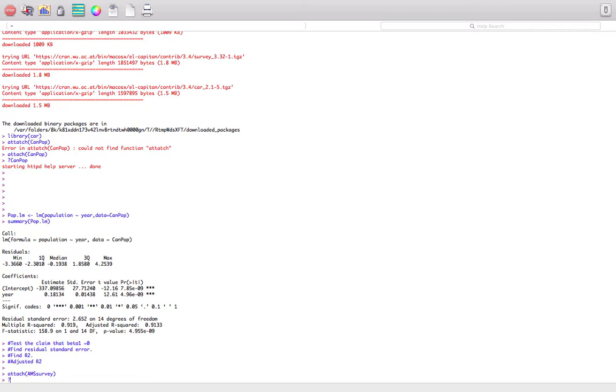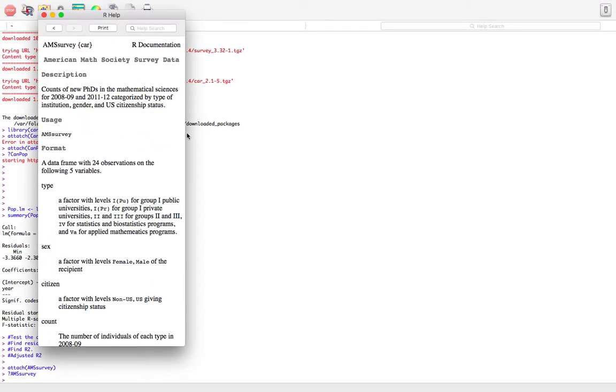So you're thinking, what's in there? Let's look. So it's new PhDs in the mathematical sciences. And we're going to look at type. So it's what kind of universities they went to. So there's public and private, and groups 2 and 3, 4 for statistics and biostatistics, and VA for applied math. Sex, so it's gender, citizenship. So these are all factor values, and you will see how they look in a minute.